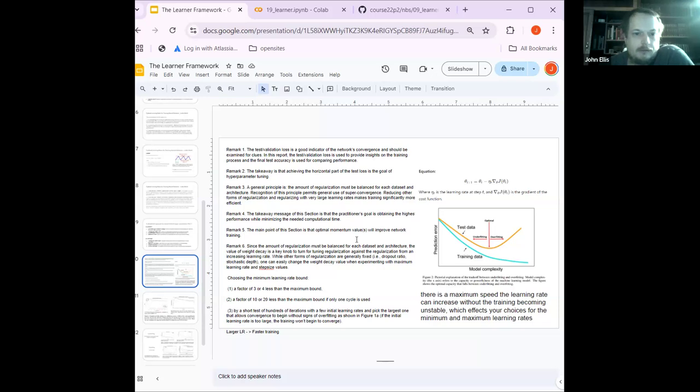Regularization should be balanced across the data set and architecture. And those different forms, including those with very large learning rates, make it a lot more efficient. So according to this, it's a very important influence on that efficiency.